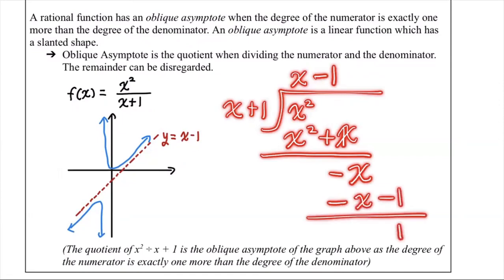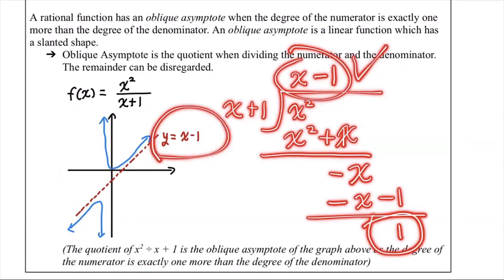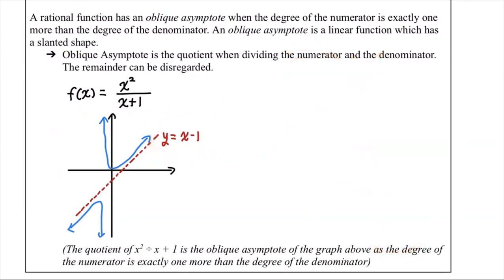We'll be getting the quotient of x minus 1 and the remainder of 1. But we can disregard the remainder, and whatever we get as the quotient is our slanted asymptote or oblique asymptote. So whenever the denominator is 1 degree less than the numerator, or in other words, whenever the degree of the numerator is 1 more than the degree of the denominator, we always have an oblique asymptote.